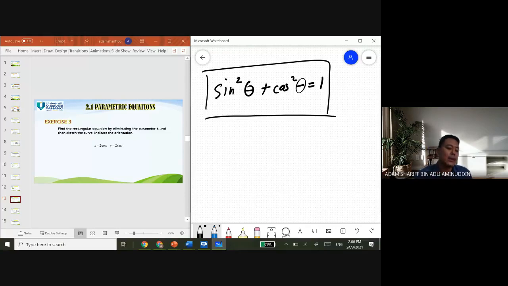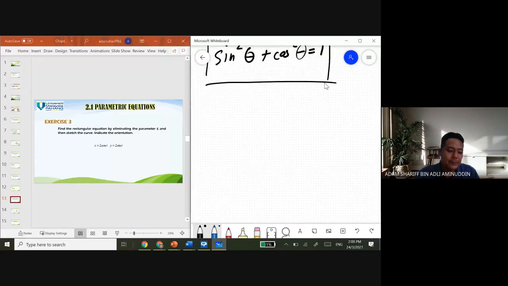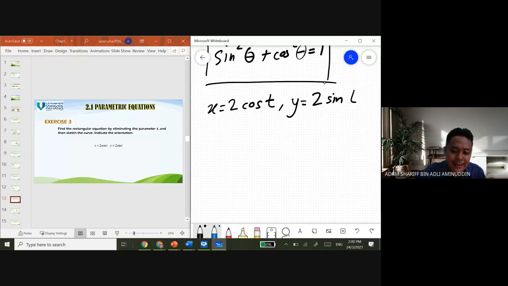Benda ni banyak digunakan. Okay, let's put this aside. Let's try to visualize what this parametric equation represents. Okay, ni first time kita dapat contoh trigo yang ada melibatkan sin dengan cos.